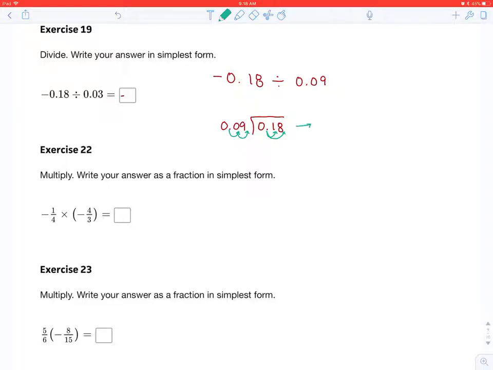And then that's going to turn my problem into 9 divided into 18, which is 2. And so my answer in this example would equal negative 2. So I actually got a whole number out of that. So use that same technique. Make sure you're moving your decimals properly. Use that same technique to do exercise 19.